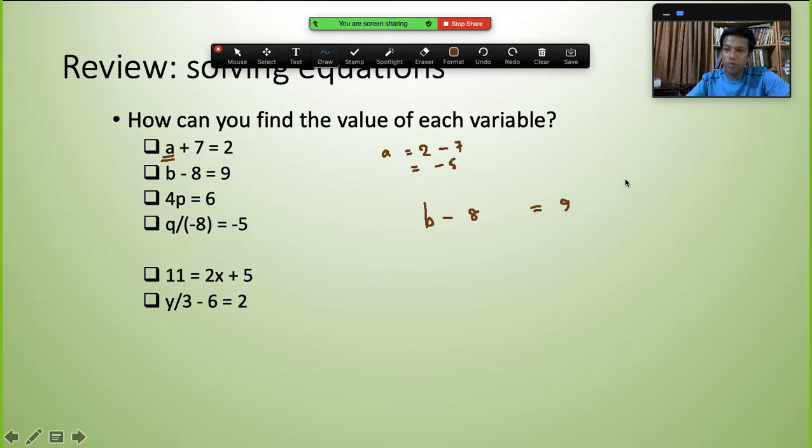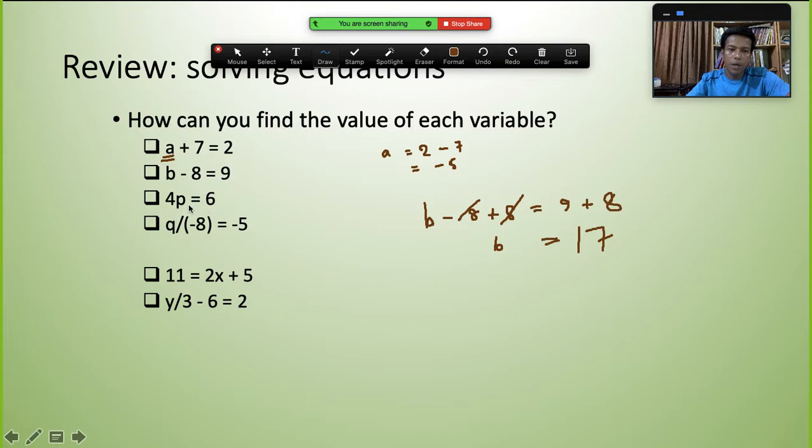But another way to think about it logically is to just add plus 8 on both sides. And why are we adding plus 8 on both sides? Because we can see that minus 8 is here, so minus 8 plus 8 cancel. Then we just have to add these two numbers. 8 plus 9 means 17, so b equals 17 is the answer.